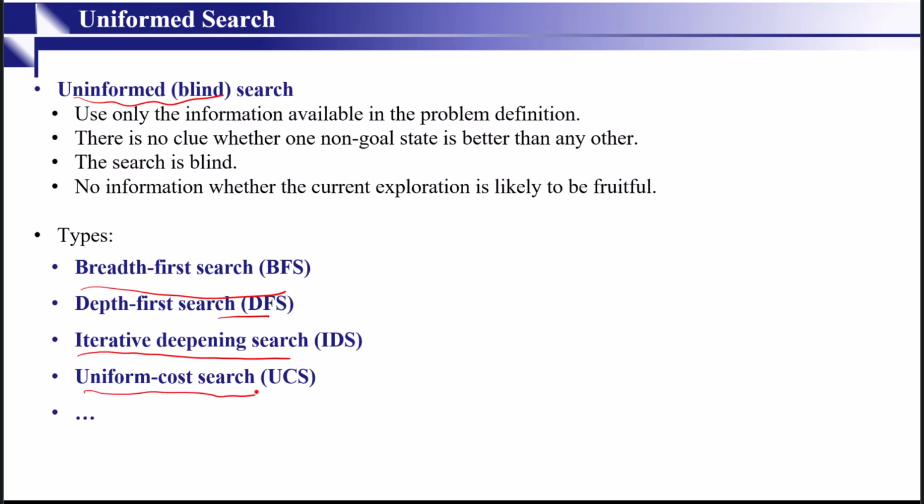Finally, we have uniform cost search. UCS expands the nodes with the lowest path cost, and in this way, it is suitable when actions have varying costs. So these algorithms that you can see here form the foundation of problem solving by search in AI, and they serve as the basis for more advanced techniques, like informed search, that we will explore later.